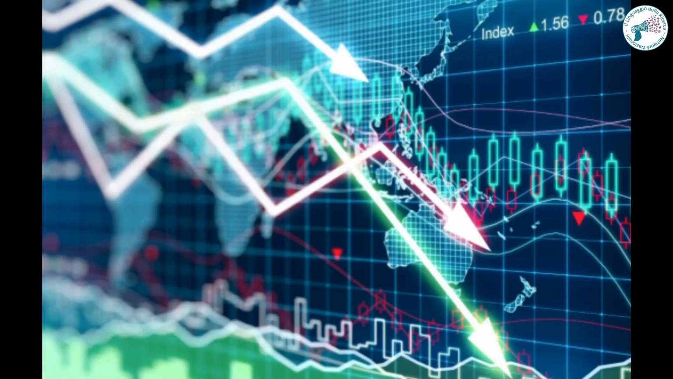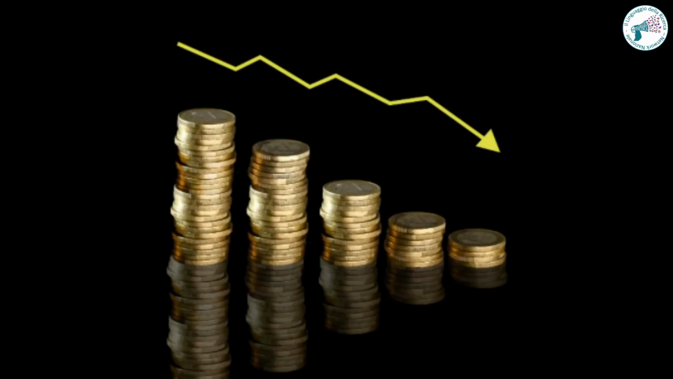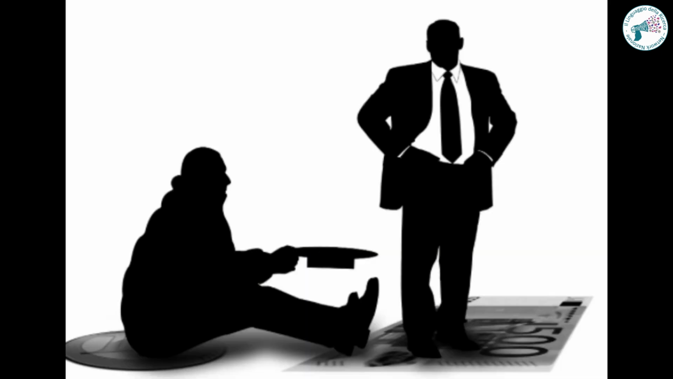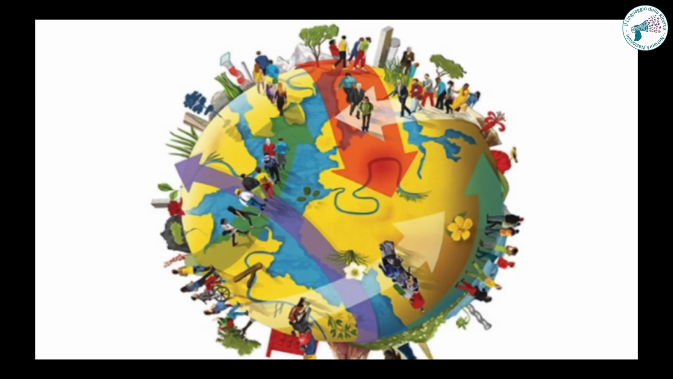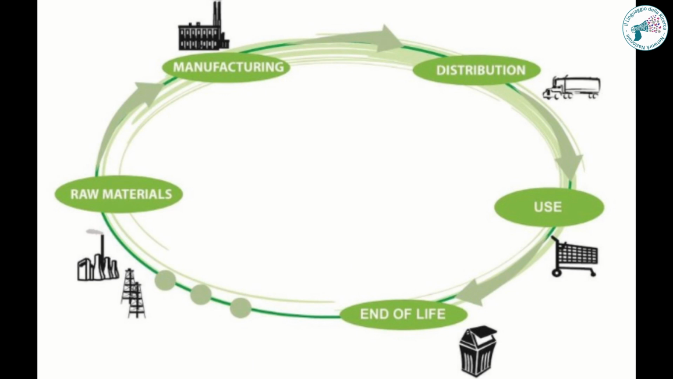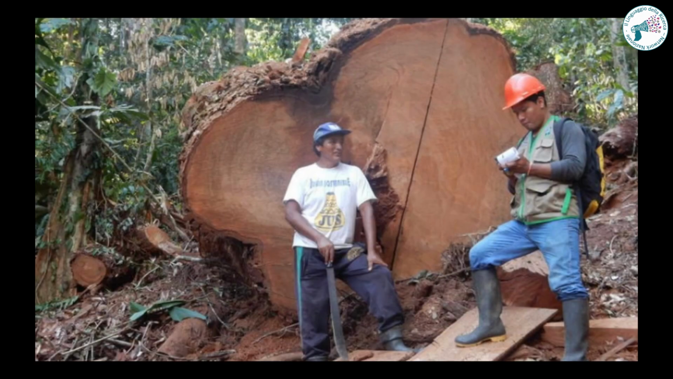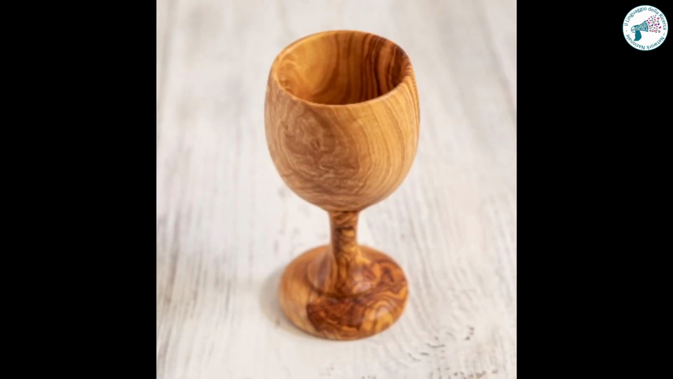In addition, raw materials are also fundamental to the global economy. Their availability and price influence economic activity and international trade. Countries rich in raw materials often have a competitive advantage in the global market and can benefit economically from their extraction and sale. The raw material cycle, from extraction to final processing, represents the path that a raw material follows from the moment it is extracted from nature until it is transformed into a finished product.